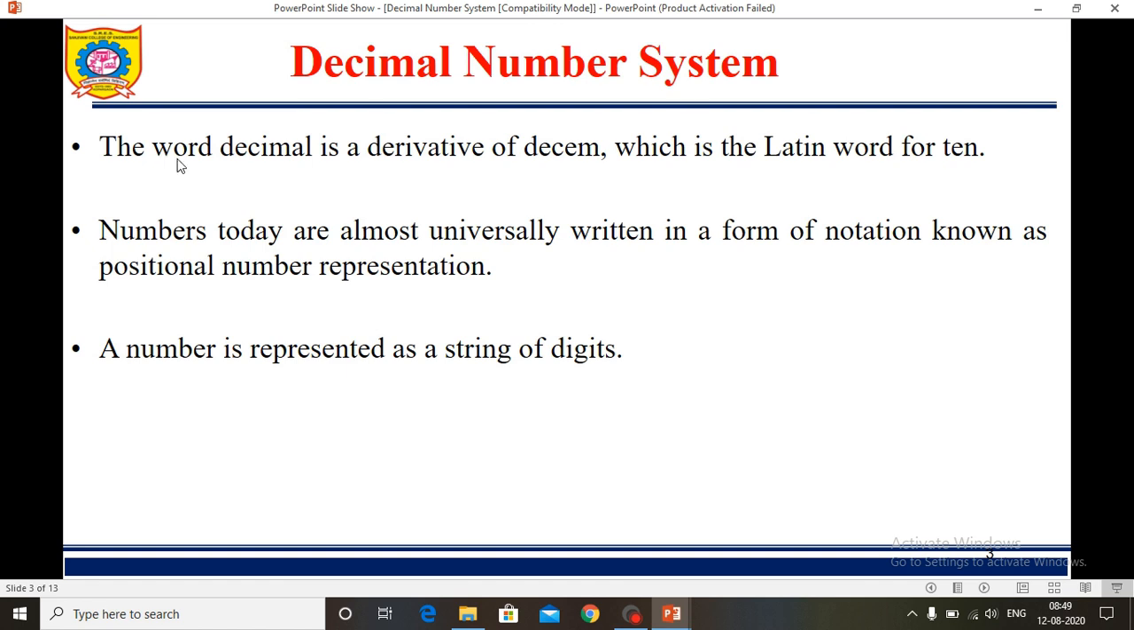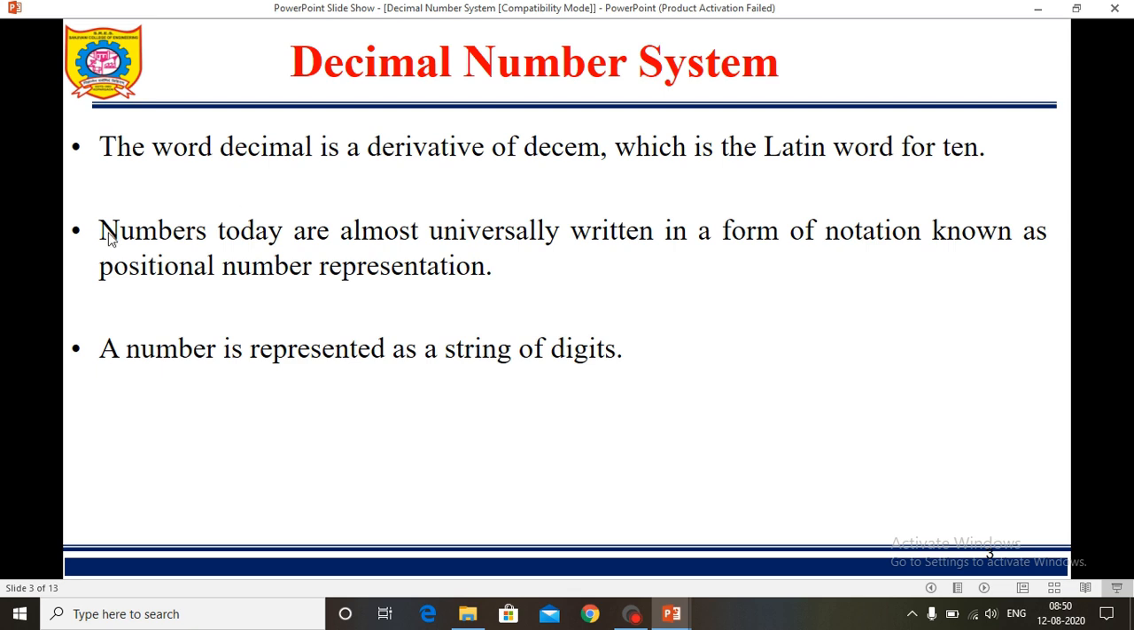The word decimal is a derivation of the word decim, and this word decim is nothing but the Latin word for 10. Already I have told you that the base for the decimal number system is 10. So why is it 10? Because the word decimal is a derivation of decim, and in Latin decim is nothing but 10. Got it? That is how the base 10 comes for decimal.